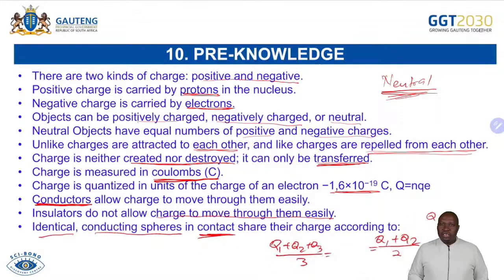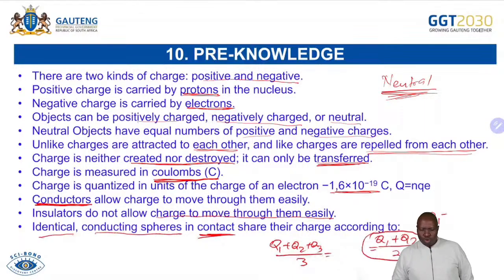And the new charge that Q1, Q2 and Q3 will have, they will now have the same sign. They will either all be positive, or all be negative. So it's important that you have that knowledge. In terms of our exam guideline, it refers to Q1 plus Q2 divided by 2. But if there's a question that involves 3 charges, you know that you will divide by 3.